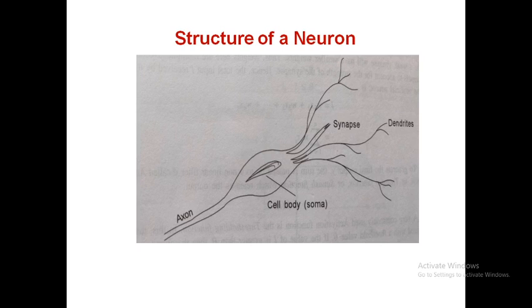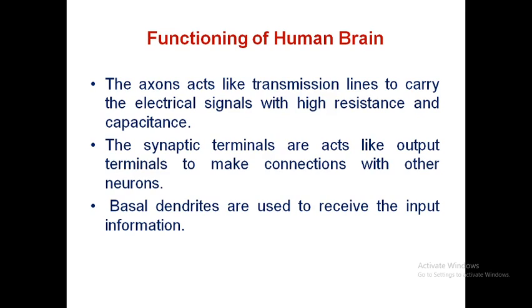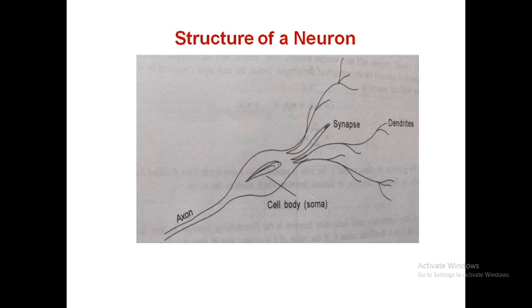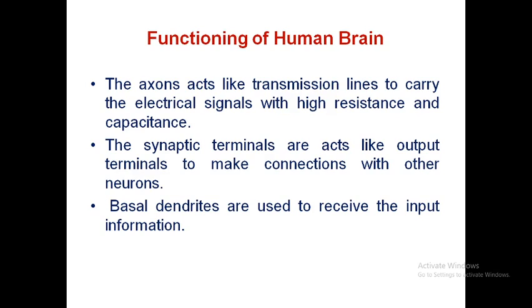Here axons are like transmission lines, to transmit data from one neuron to another neuron, or one cell body to another cell body. So it functions like transmission lines. Then dendrites act like an input source. We call them basal dendrites, and they are used to receive the input information, whereas the synapses, or synaptic terminals, act like output terminals to make the connections with other neurons.